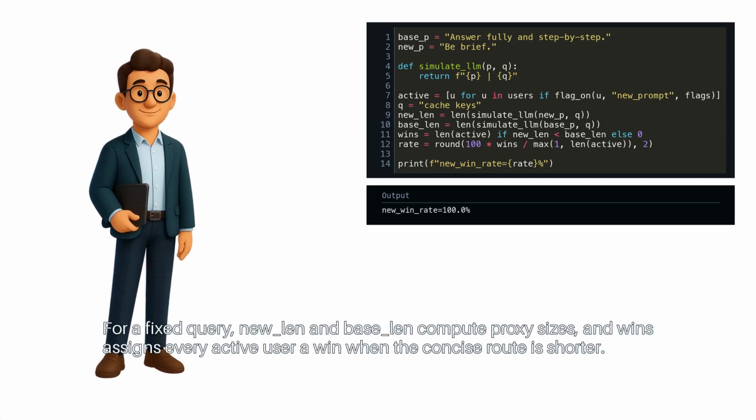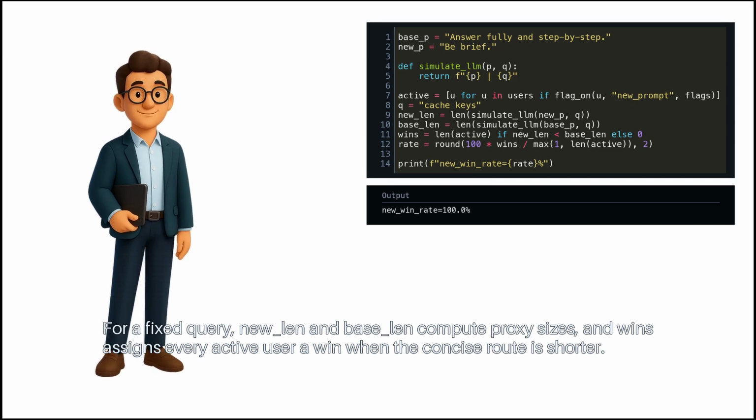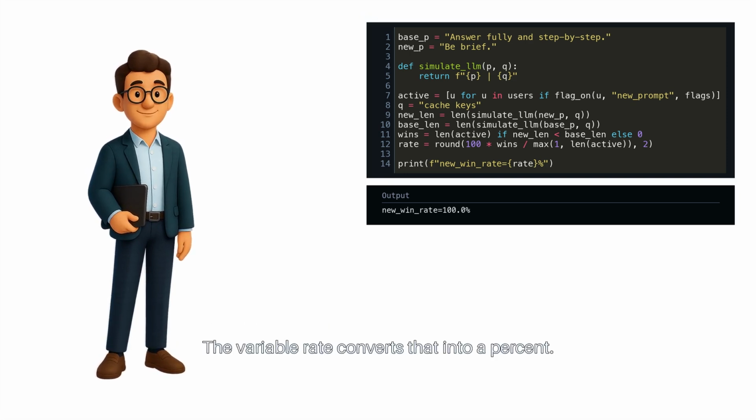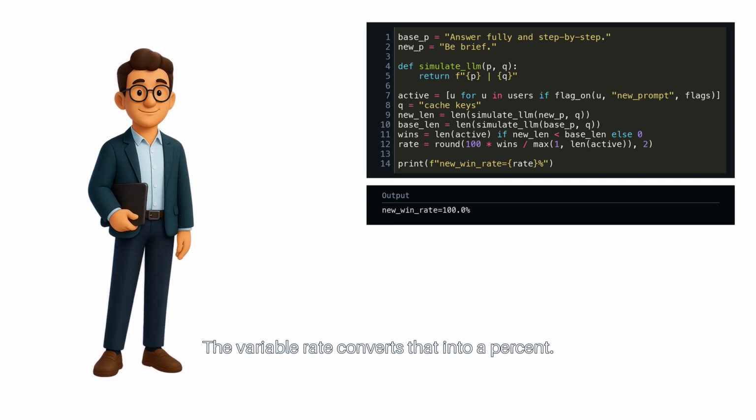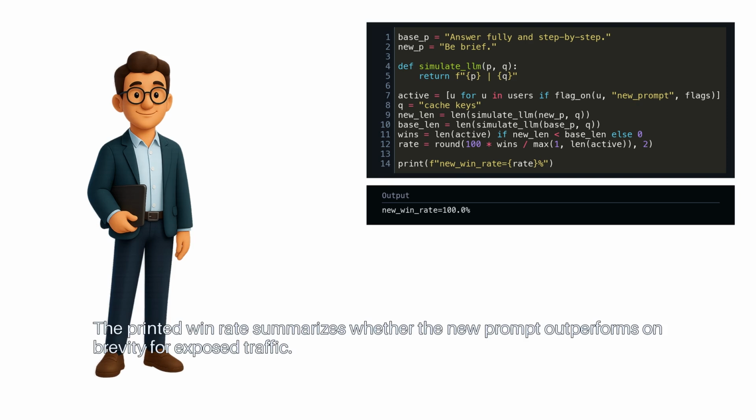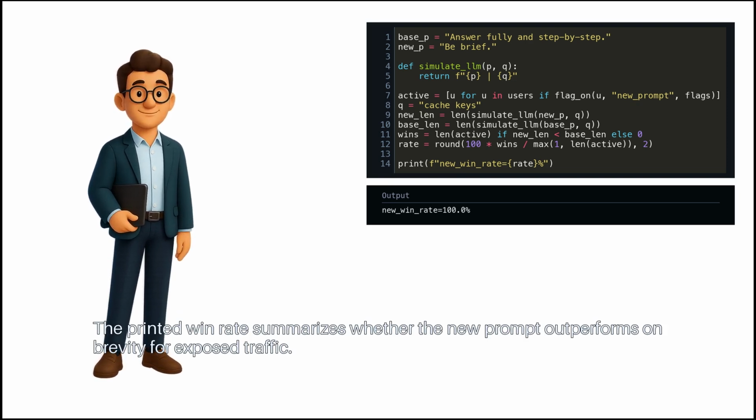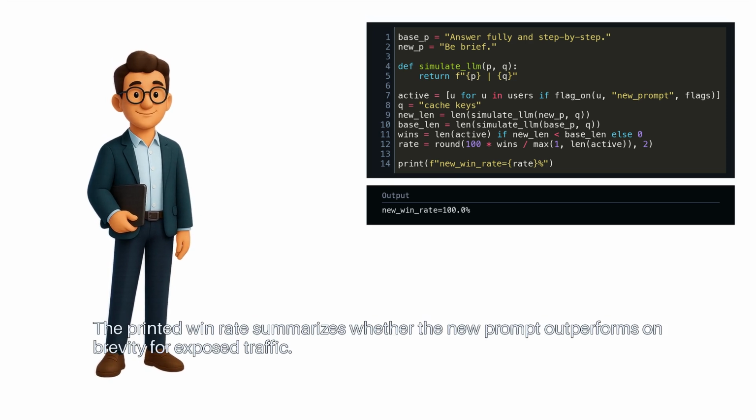For a fixed query, new_len and base_len compute proxy sizes, and wins assigns every active user a win when the concise route is shorter. The variable rate converts that into a percent. The printed win rate summarizes whether the new prompt outperforms on brevity for exposed traffic.